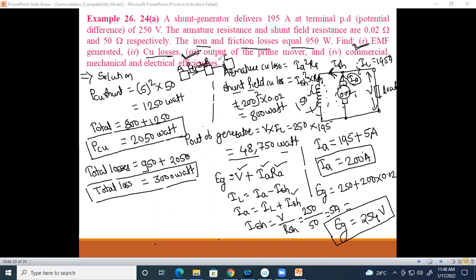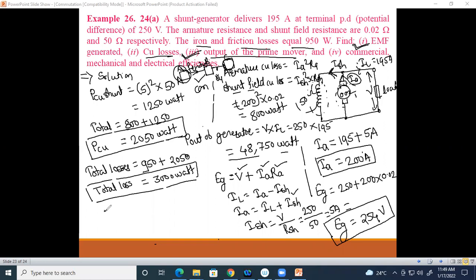See, you have the value of friction and windage loss, or iron and friction loss, that is constant loss. You have the value of the variable losses, that is copper loss, and you have the value of output power. We want to calculate the output of the prime mover, that means the input of the generator. That is A, we want to find out.